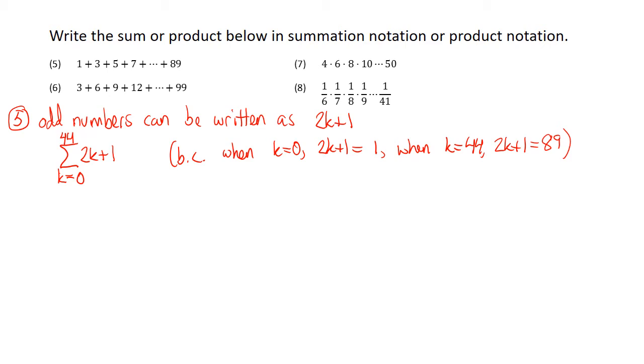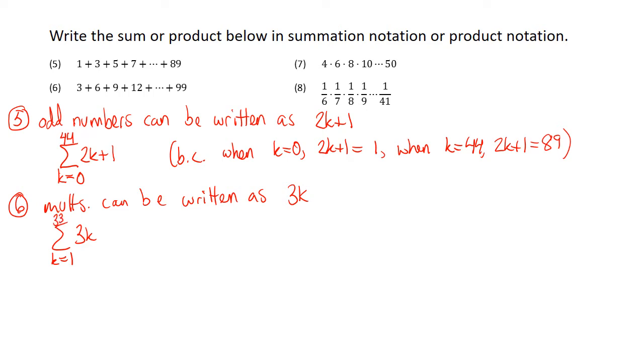Okay? Right, so for number 6, it's very similar, except instead of odd numbers, we're looking at multiples of 3. Okay, multiples of 3 can be written as 3k for some integer k. So you just have to figure out what k is for the first term and what it is for the last term. So this will be the sum from k equals something to something of 3k. So for the first term it's 3, so that would be when k equals 1. And then for the last term it's 99, so that would be when k equals 33.